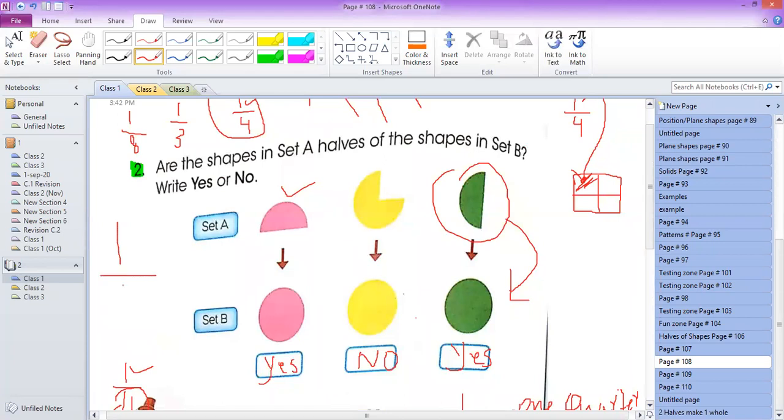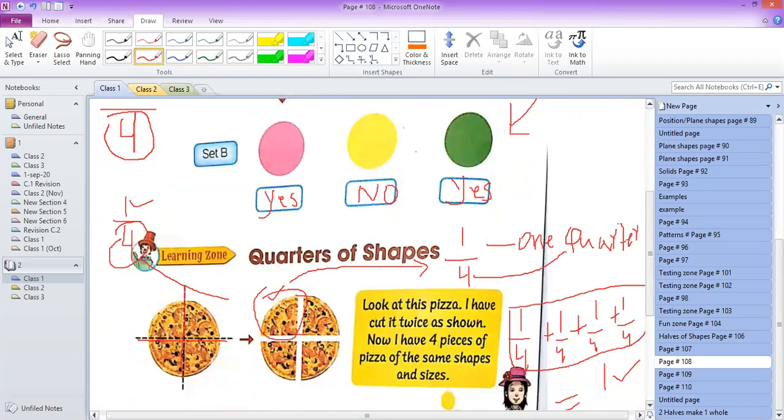1 over 4. How will you read it, guys? Out of four equal parts, I ate one part. Let's suppose I take the example of this pizza again.